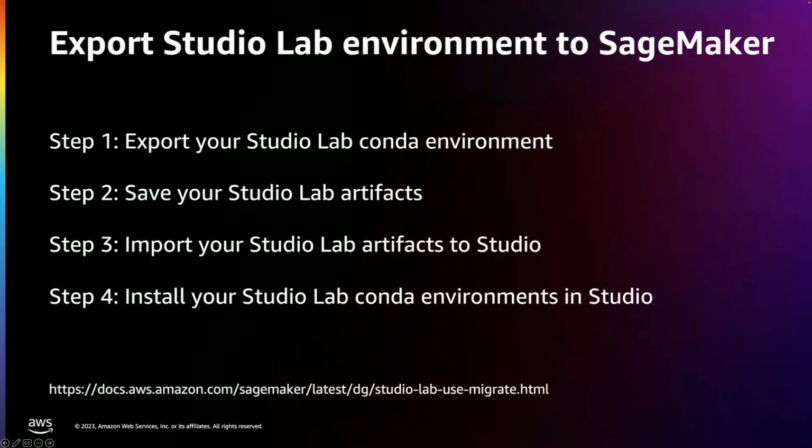Then you would hop over to your AWS account. And from there, in Studio, you would bring in your artifacts, your code. You can git clone from GitHub or copy datasets from S3. And then you would have to install the Conda environment that you exported from Studio Lab. The link at the bottom of the page points to a documentation page, which will guide you through this process in detail with examples of commands that you need to run.